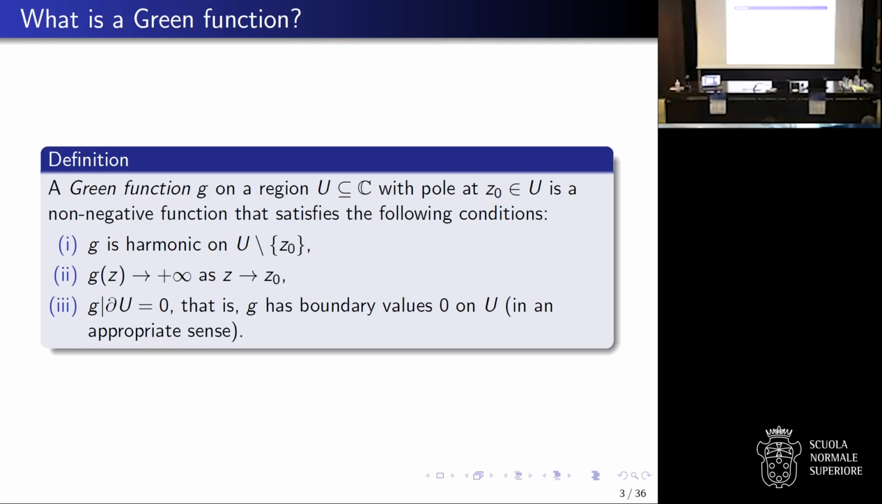And then the important thing is that you require that in some sense, the boundary values of the function vanish. This is a bit technical if the boundary is thin, so I don't want to say more about this. You have to somehow make sense of this condition.